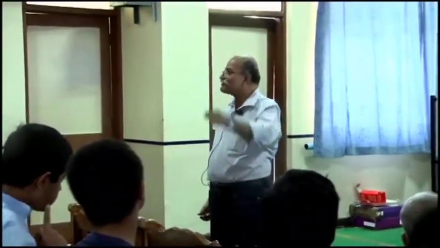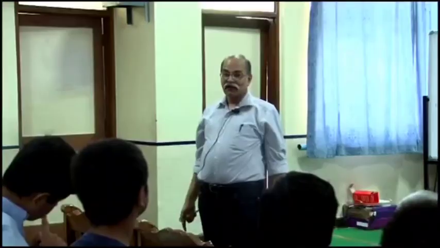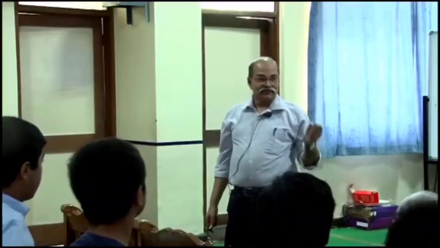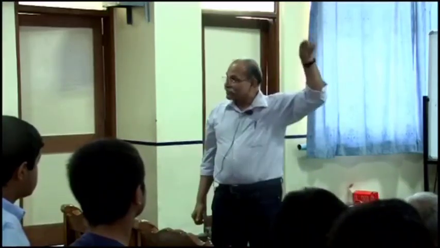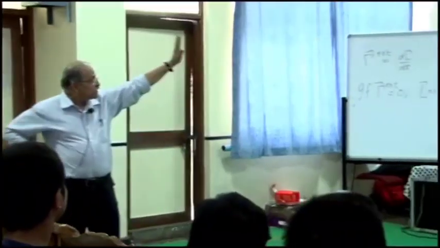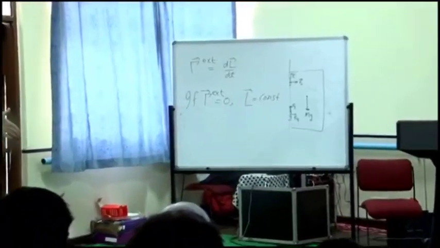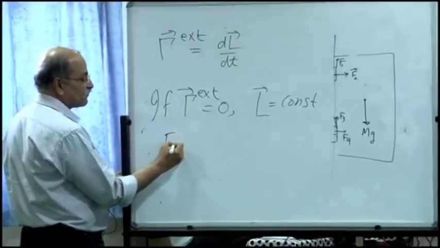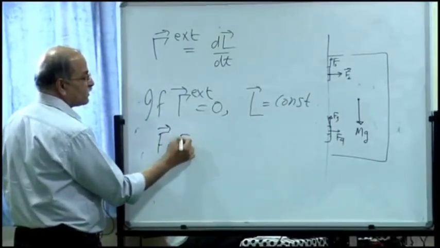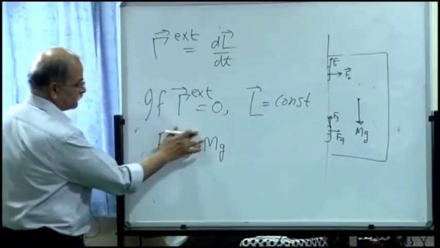Now look at the vertical equilibrium. First look at the vertical equilibrium. The door is not going up, the door is not going down. So total force in the vertical direction should be 0. So let us take that. Upward force is F1 and F3, so F1 plus F3. Downward force is mg. So what should I write? F1 plus F3 equal to mg.